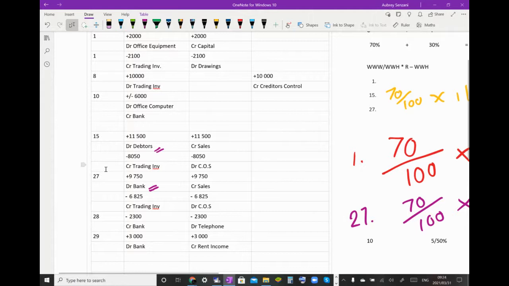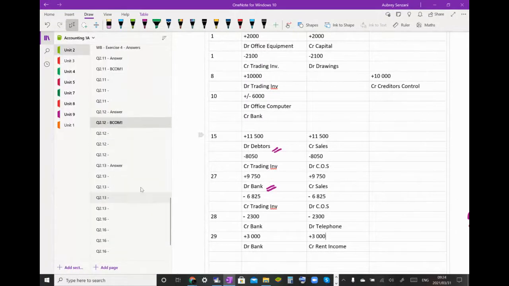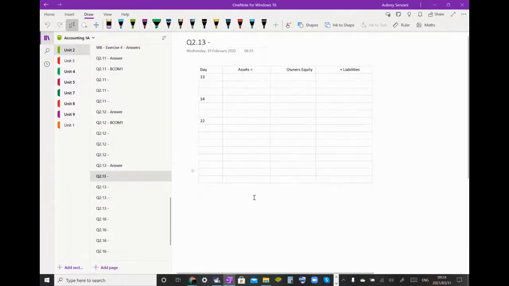I hope I have it here. Exercise 13. Do I? Yes, I do. Okay, awesome. So there we only have 3 transactions. And those transactions, again, they're just focusing on where inventory is involved. Okay, because everything else would remain the same.